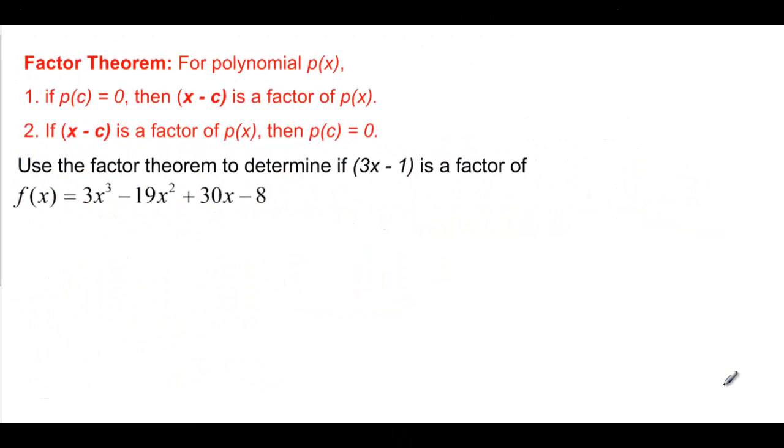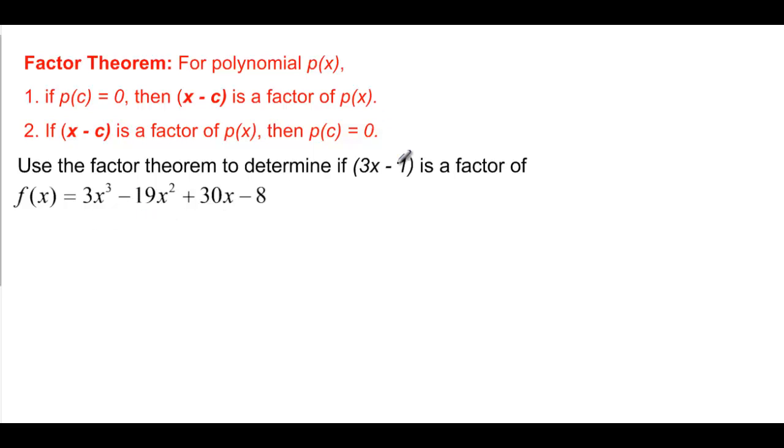Now, the factor theorem says that if we have the same polynomial, p of x, then if we can find p of c equal to 0, then that would mean that x minus c would become a factor. If you know what c is, you could make it x minus that c and you've got a factor. Or if you know that x minus c is a factor, then when you plug in the c value into your polynomial, you should get a remainder of 0.